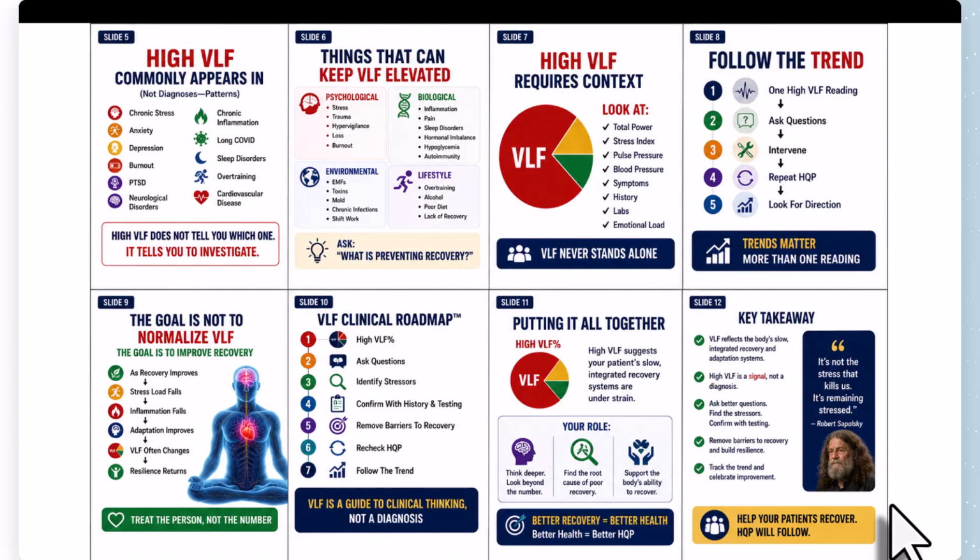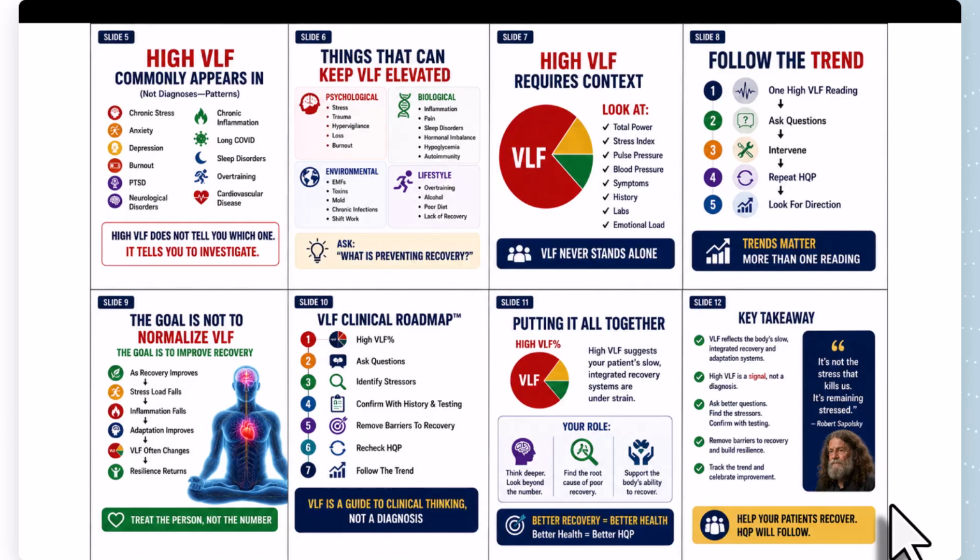I want to see those lines over time. And this is a person, when I show it to you, has done the HeartQuest many, many times, and you'll see that whole trend over time. That's pretty powerful. Trend matters more than one reading, right? The goal is not to normalize VLF. The goal is to improve recovery. As recovery improves, as the stress load falls, as inflammation falls, adaptation improves, VLF often changes. Resilience returns. Treat the person, not the number. I'm sure you've heard that before, right?